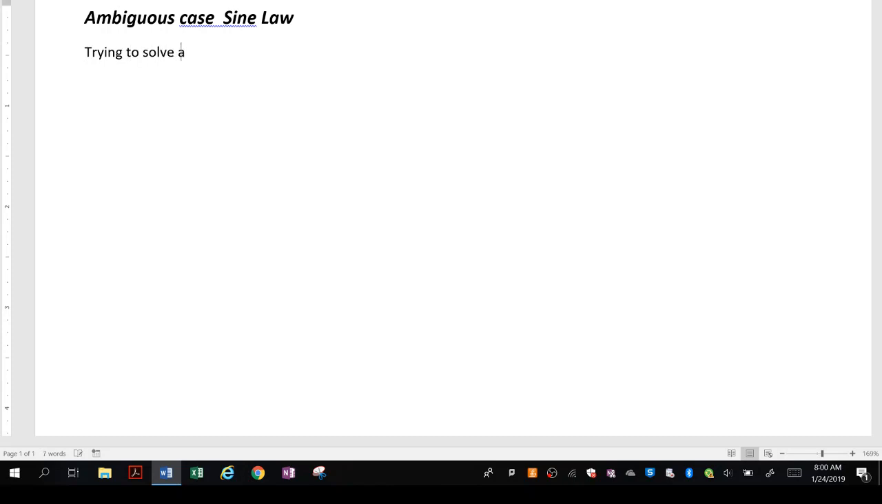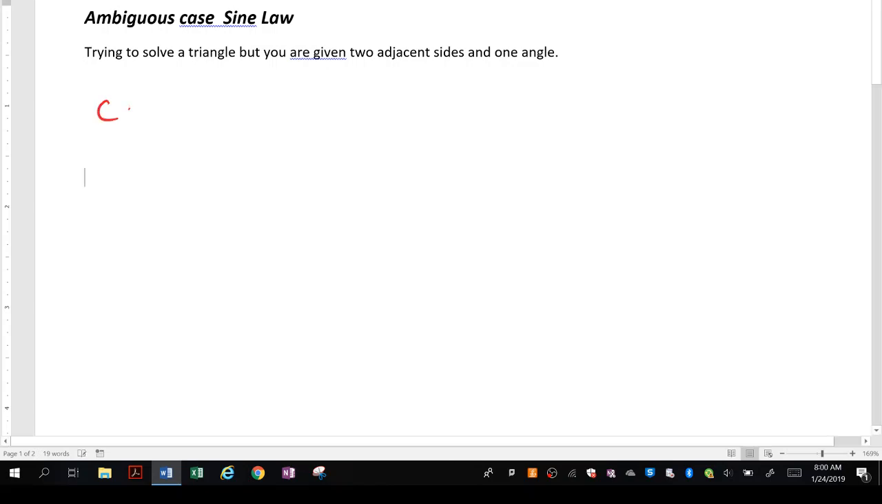Trying to solve a triangle, but you are given two sides, two adjacent sides, and one angle. And that angle is not between those two adjacent sides. And this can cause problems because there are several different cases. So I'll show you the typical case first, and then I'll show you some of the others.